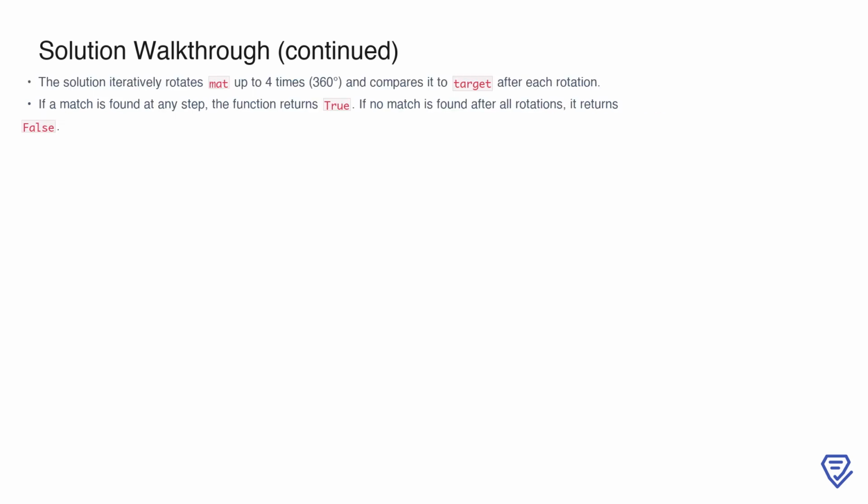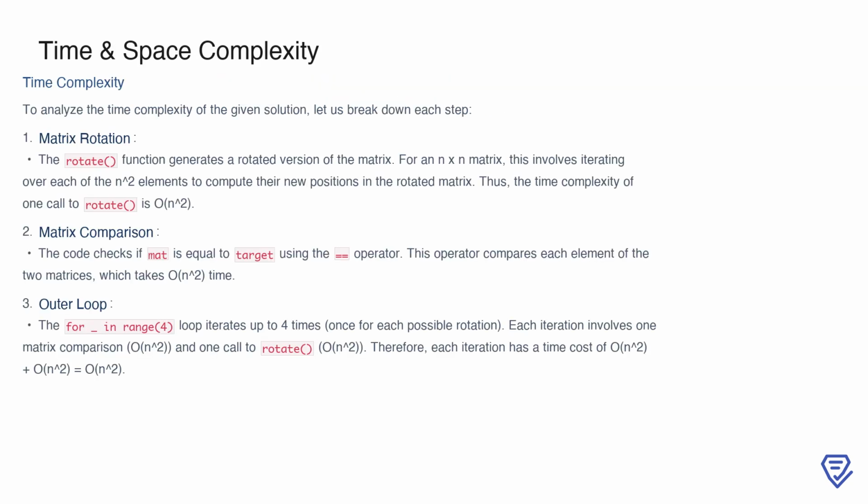To summarize, the solution involves rotating the matrix mat up to 4 times, or a full 360 degrees, and comparing it with the target matrix target after each rotation. If a match is found at any step, the function returns true. On the other hand, if all 4 rotations are completed and no match is found, the function returns false. This approach ensures that we exhaust all possible orientations of the matrix before concluding whether or not it can be transformed into the target.